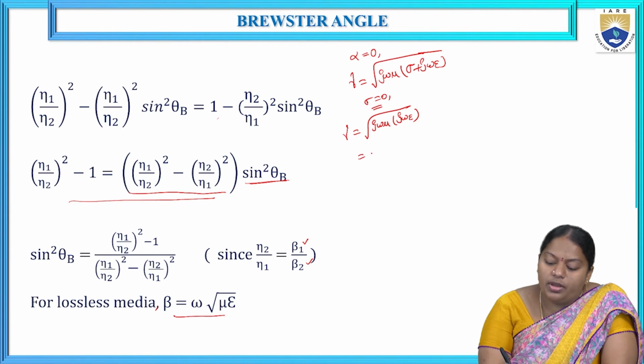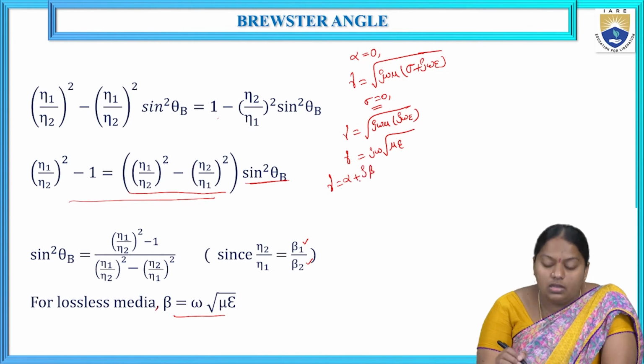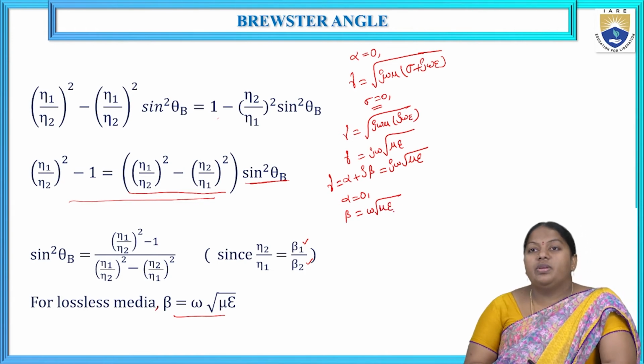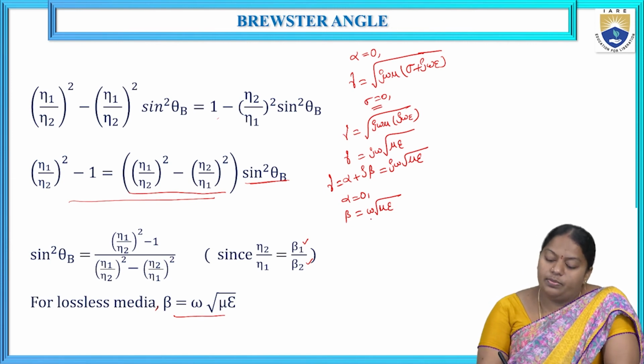Then if you take jω out of the root, γ is jω√(με). And we know that γ is constituted by the attenuation constant α and the phase constant β, so γ = α + jβ, which is equal to jω√(με). By equating the real and imaginary terms, the real term α becomes 0 and the imaginary term β becomes ω√(με), where μ and ε are the permeability and permittivity of the medium, along with the operating frequency ω.